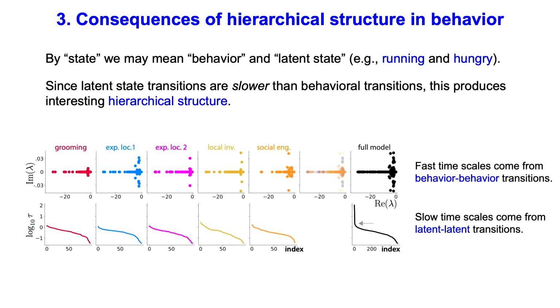It turns out there are fast eigenvalues and eigenvectors that correspond to the transitions between ongoing behaviors. And then there are slow timescales which come from the switches between different latent states. So again, whether I'm transitioning between being social or being hungry or grooming myself or something like this. So I think this is interesting. This is a bit technical, so I can't say too much more about it here.